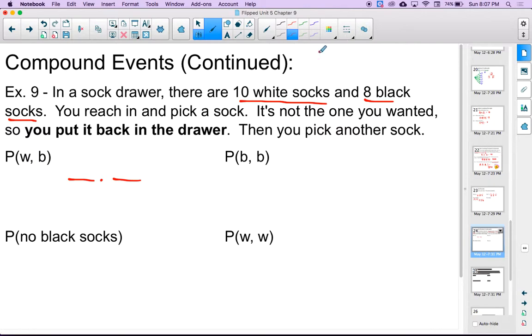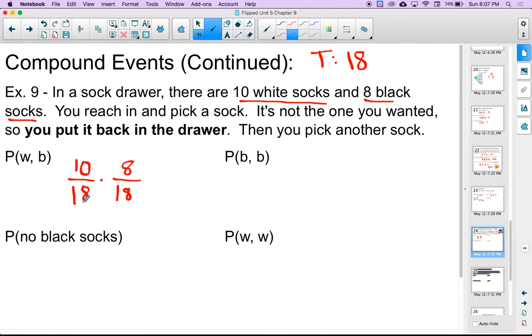We need to know the total number of socks to do these probabilities. So 10 plus 8 is 18. And then we look at our probabilities. What's the probability of getting a white sock on the first pick? There are 18 socks. Of those 18, 10 are white. Put our sock back in. Now what's the probability of getting a black sock? There are 18 socks. 8 of them are black.